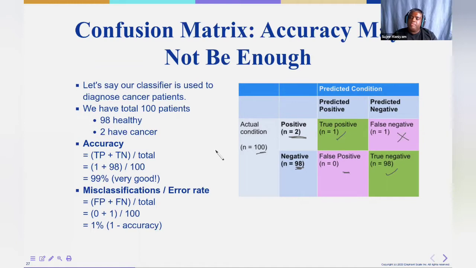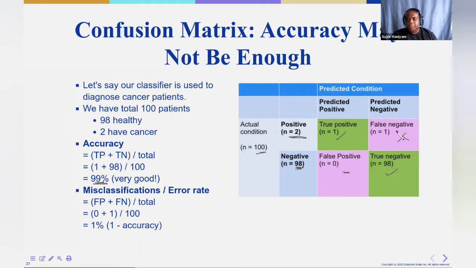Now, if I calculate the accuracy, look at the green cells, 98 plus 1. So it's 99% accurate, which is very good. So you can say the algorithm is pretty good. However, this is not a great scenario, because we actually had a patient who had cancer, and the algorithm said, no, you're fine, you don't have cancer. So this patient is now possibly not getting treatment, and may even die. That's a very grave mistake.